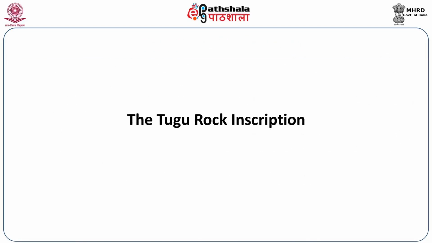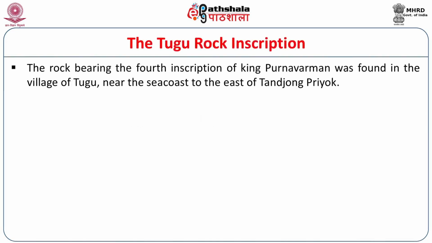The fourth and one of the most important inscriptions is the Tugu rock inscription. This inscription is a little different from the others because here we have the footprints neither of the ruler nor of an elephant. It was found in the village of Tugu near the sea coast to the east of Tanjung Priok, which is near Batavia, the port of Batavia. The inscription is now housed in the Batavia Museum.